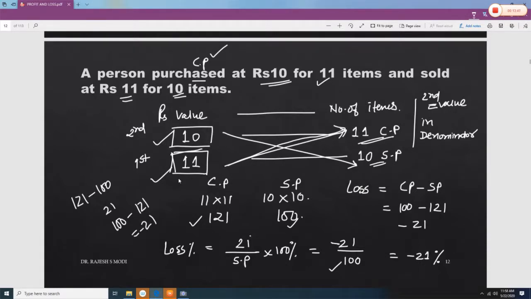So minus 21 divided by 100, so that comes to 21% loss.